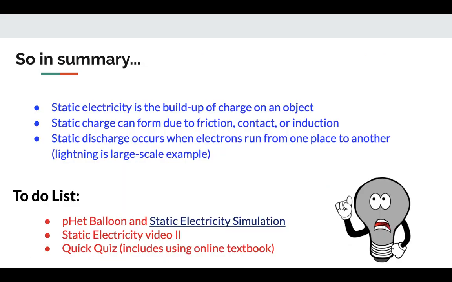So in summary, we learned about static electricity. It's the buildup of charge. We know that it can happen due to friction, contact, or induction. And static discharge is going to occur when the electrons are going to jump from where they've built up to another place. Lightning, of course, is the large-scale example.